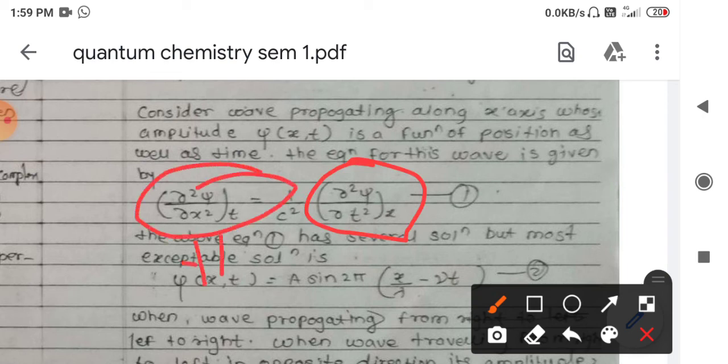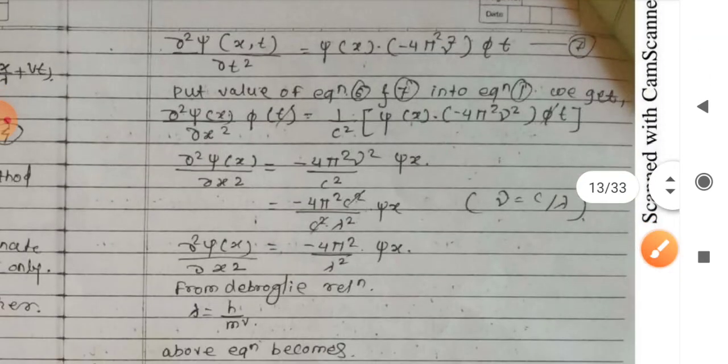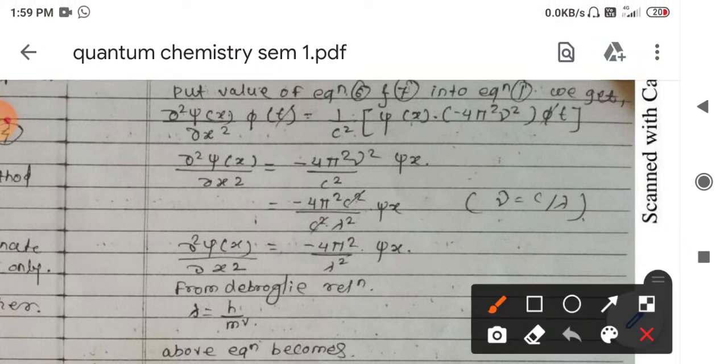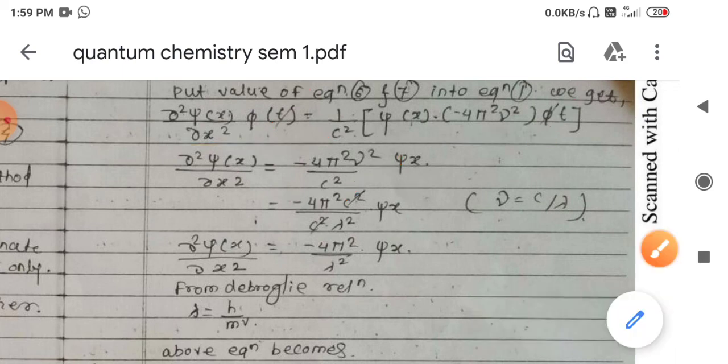Here we have obtained the value of this and the value of this, so we need to substitute those values in equation number 1. So equation 1 will turn out as d2 psi upon dx square into phi of t equals 1 upon c square into bracket psi of x into minus 4 pi square nu square into phi of t. This phi of t, which is a common function, gets cancelled out, so we are left with only this constant into psi of x.